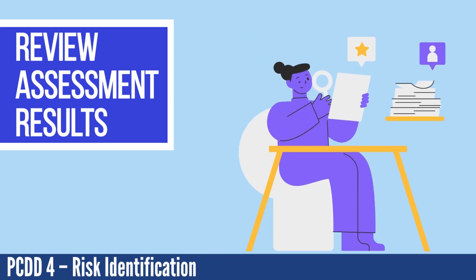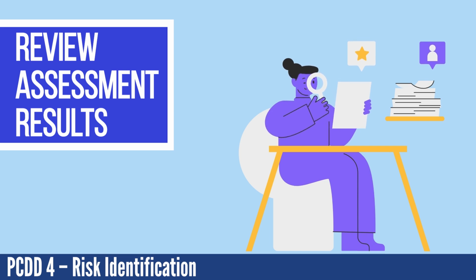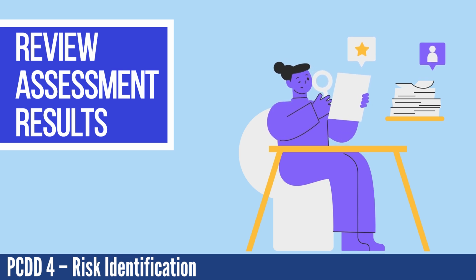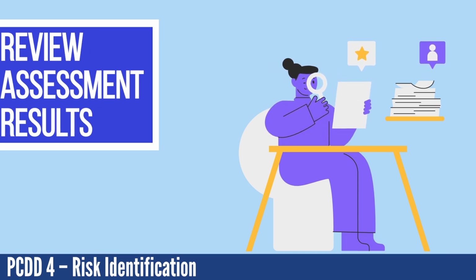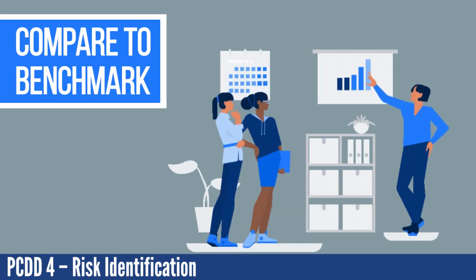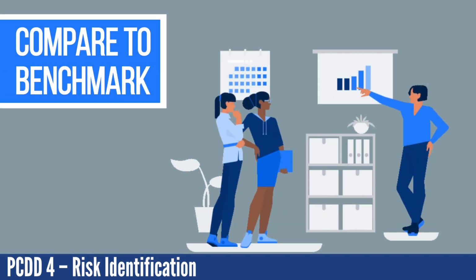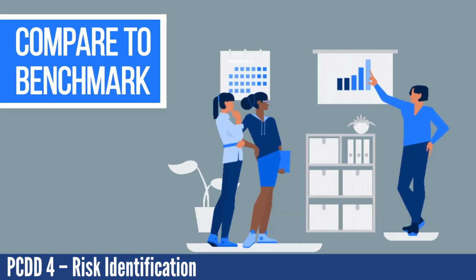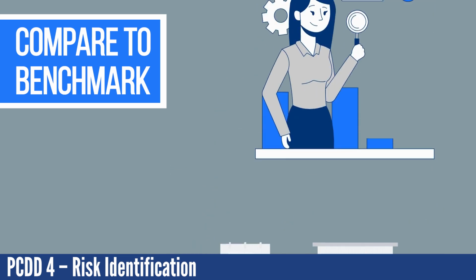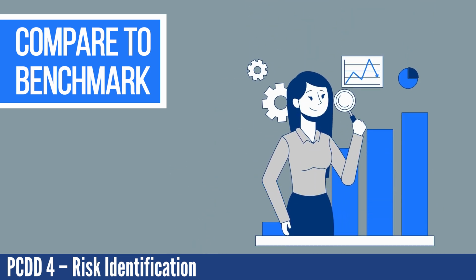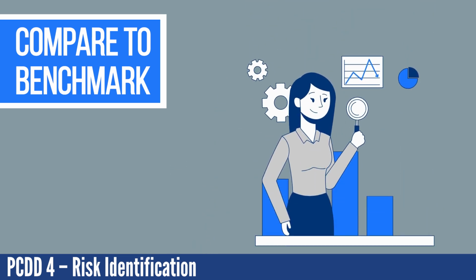This includes all the information gathered from questionnaires, controls testing, due diligence activities, and any other relevant sources. Compare to benchmark. If available, compare the assessment results against industry benchmarks or best practices. This can help you identify where your third party's risk levels stand in comparison to others in the same sector.